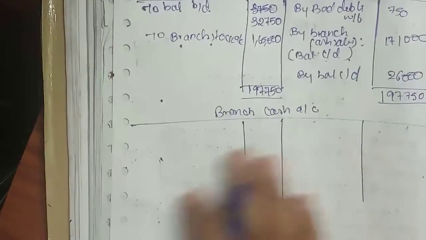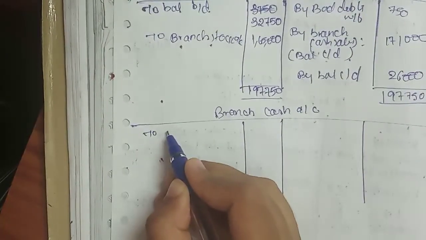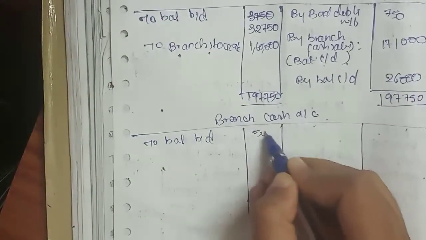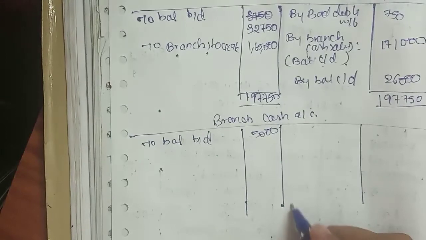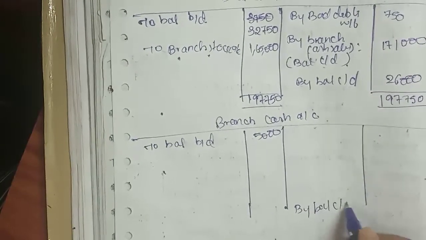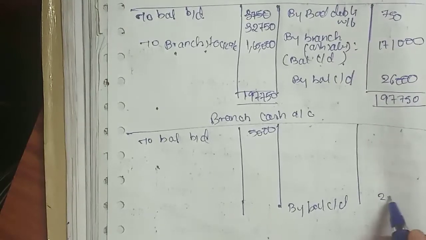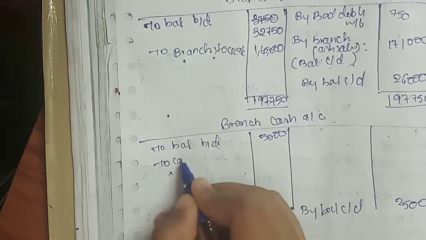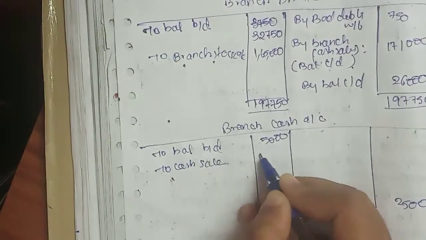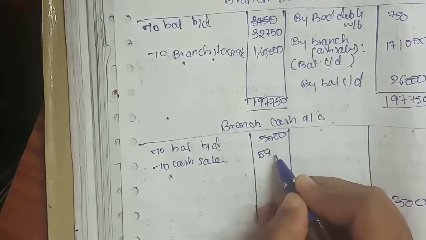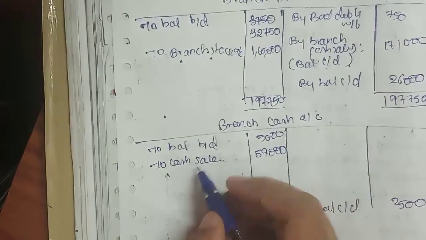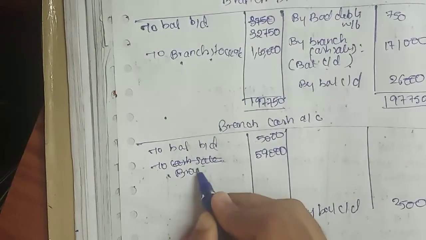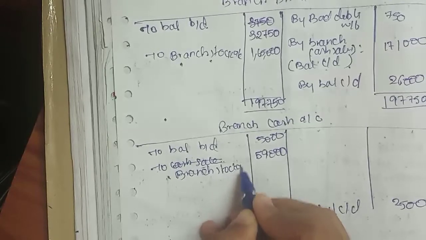Now we'll do the branch cash account. Opening balance, to balance brought down, 5,000. Next, by balance carried down is how much? 2,500. You have made a cash sale of 59,000. So this cash sale is written in the branch stock account, no? So branch stock account 59,000.